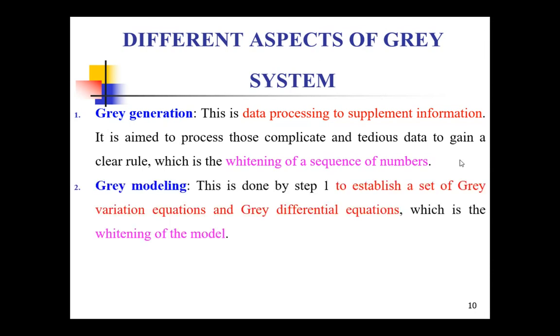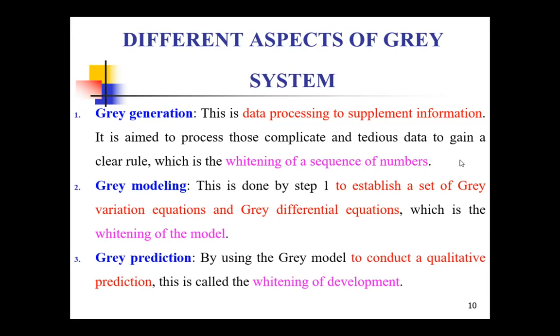Then gray modeling. By gray modeling, we are going to model these gray generations by means of gray variation equations and gray differential equations. The purpose is to whiten this model. Whitening is nothing but getting the most information out of the available data. That is called gray modeling, carried out by using variable equations and differential equations.